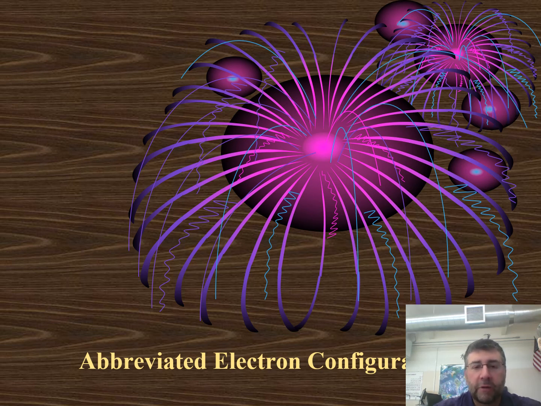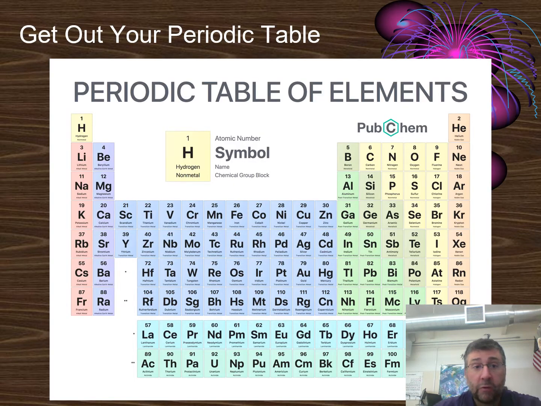All right, so this lesson is going to be just focused on electron configurations some more and how we can abbreviate some of the really long ones. So I want you to get out your periodic table and we're going to take a look at some elements. And what I want you to do is figure out what is the electron configuration for that element.